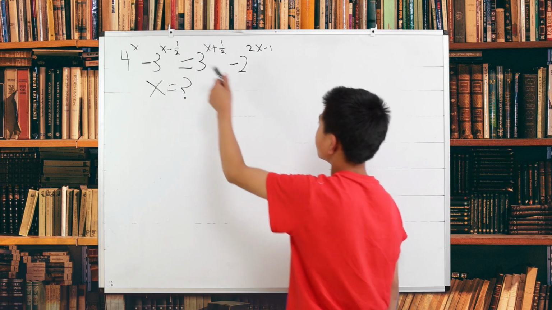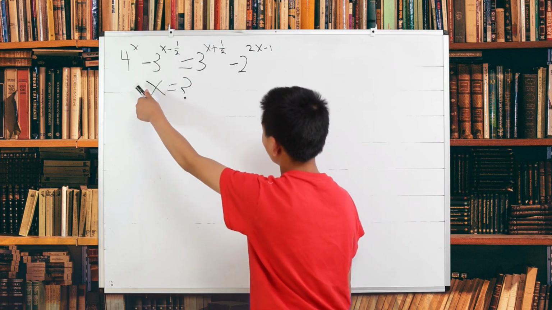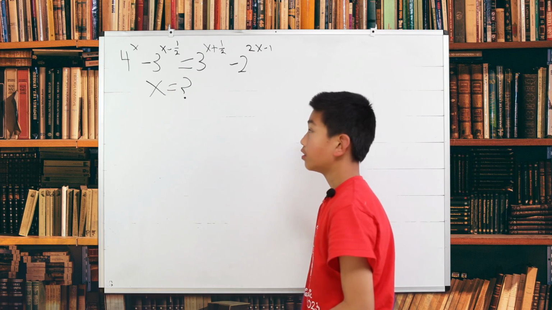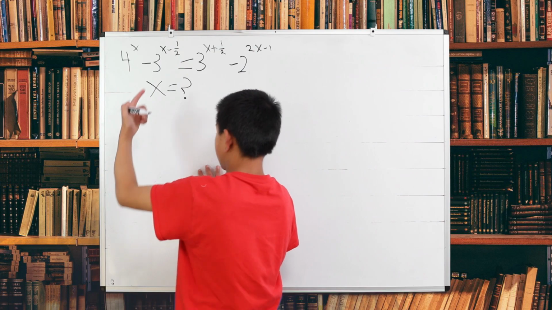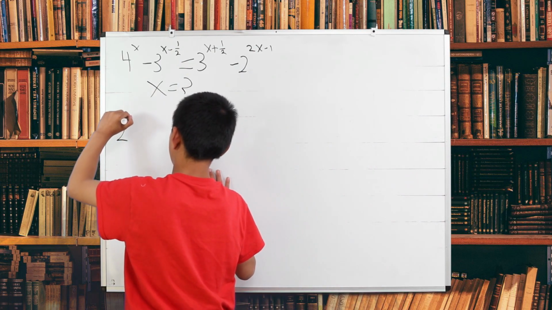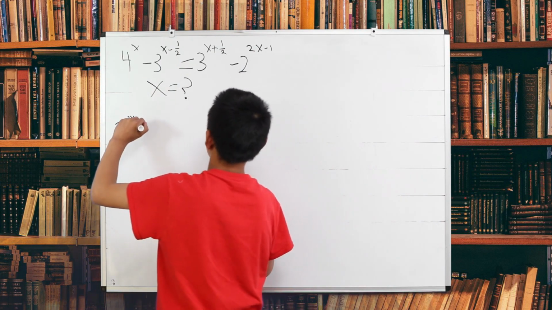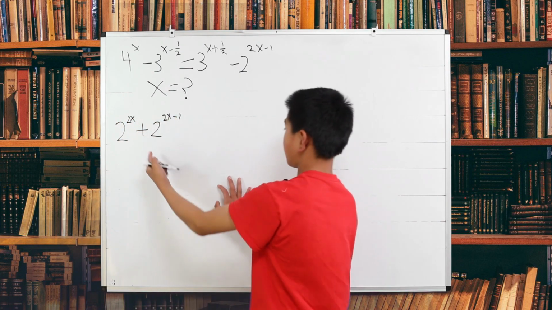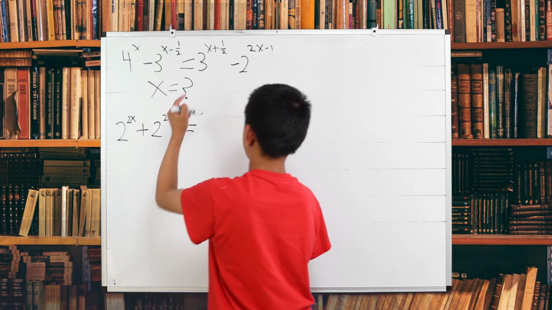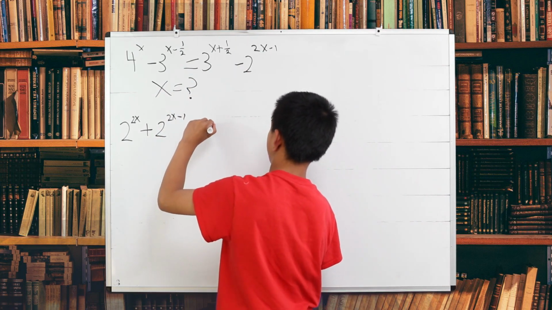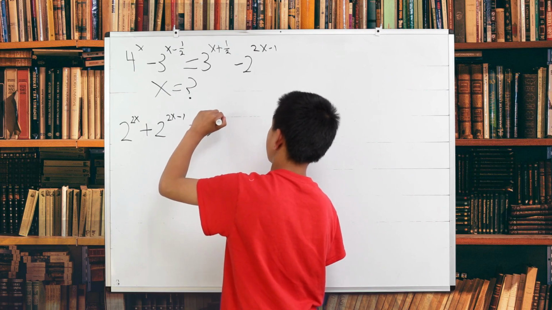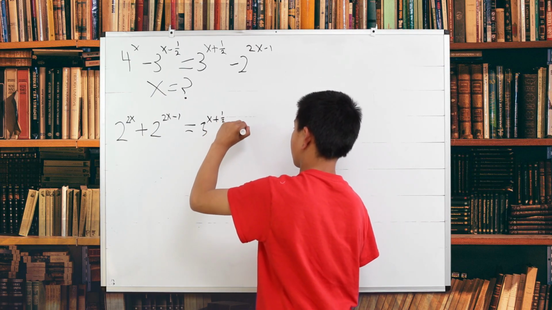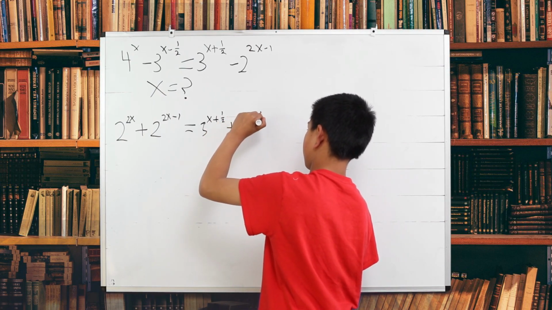So if we move this 2 over to the left-hand side, there's still a 4. But 4 is really just 2 squared. So 4 to the power of x is just 2 to the power of 2x, and then plus 2 to the power of 2x minus 1. Now we have the same bases for that side. Do the same for the other. Move the 3 over. So 3 to the power of x plus 1/2 plus 3 to the power of x minus 1/2.